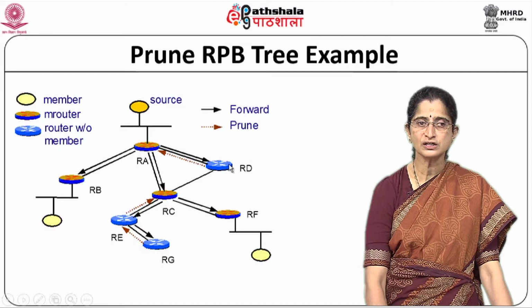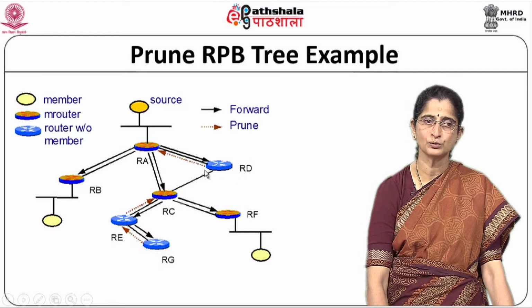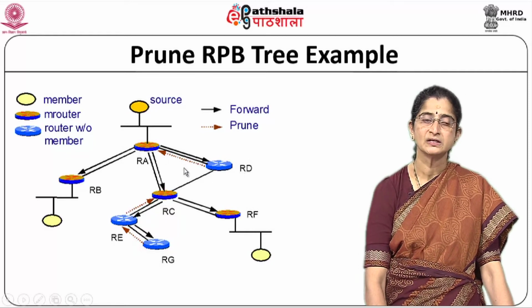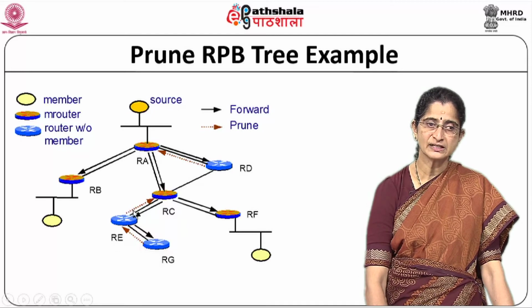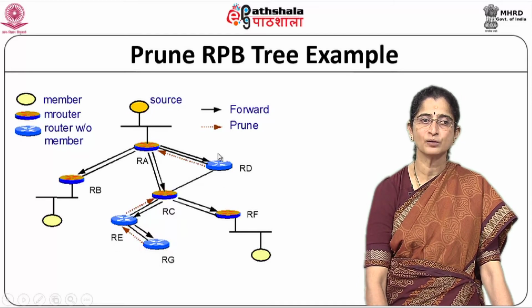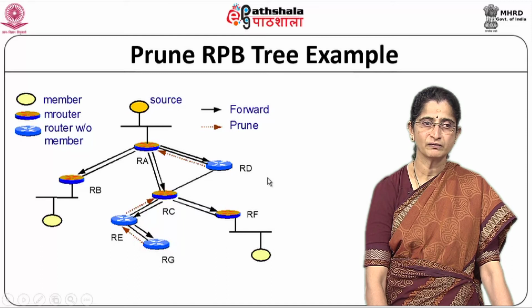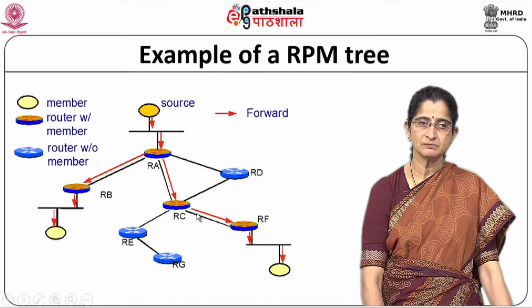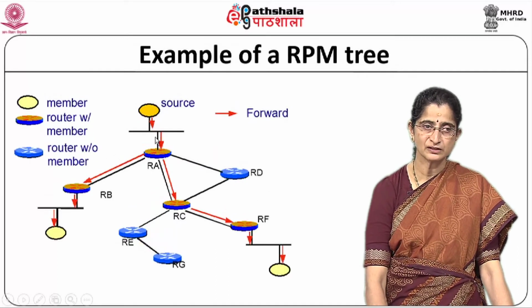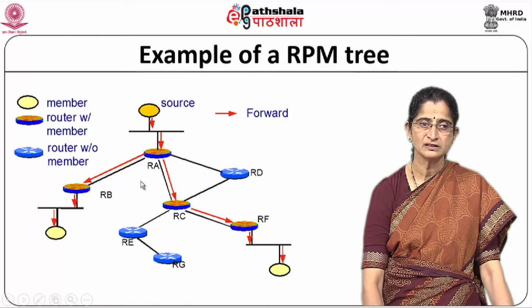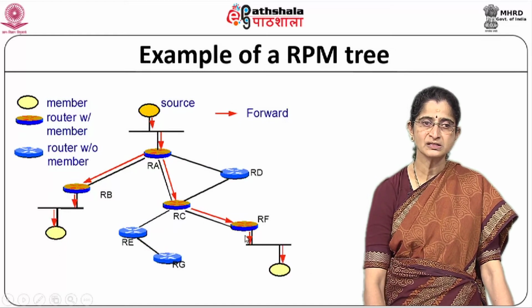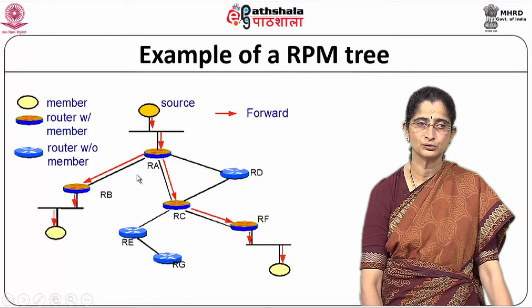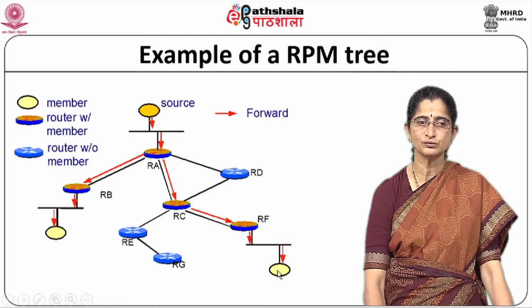Similarly, RD also does not have any members belonging to the group, so RD will also send a prune message here. So, RE, RG and RD can now be removed from this tree. What we will end up with is a reverse path multicast tree, which connects the source through the shortest path to the 2 members that belong to this group. So, you have this path through RB to this node, and through RC and RF to this particular node.